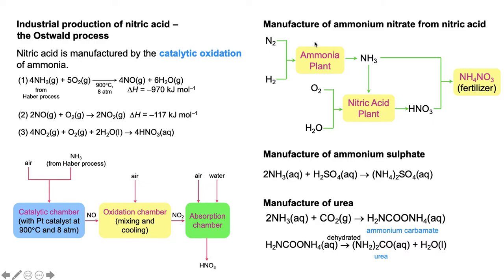Also, ammonia can be used to make ammonium nitrate. From ammonia, it can react with nitric acid to produce ammonium nitrate. It can also be used to produce ammonium sulfate by reacting ammonia with sulfuric acid. And last but not least, ammonia can also be used to make urea.